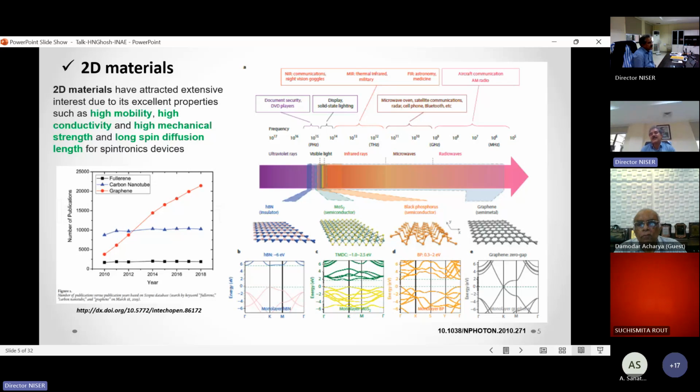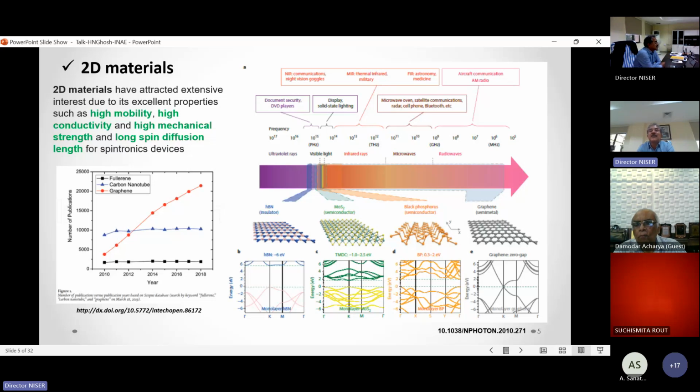Now, as I told you, graphene is a zero band gap material. So the quest started: how to make a band gap material, because until it is a semiconductor, you cannot use it for any devices. First MoS2 came, then hBN, which is a wide band gap material. MoS2 is a small band gap material, like 1 to 2.5 electron volt. Then black phosphorus is also there, at 0.3 to 2 electron volt. And graphene is zero band gap.